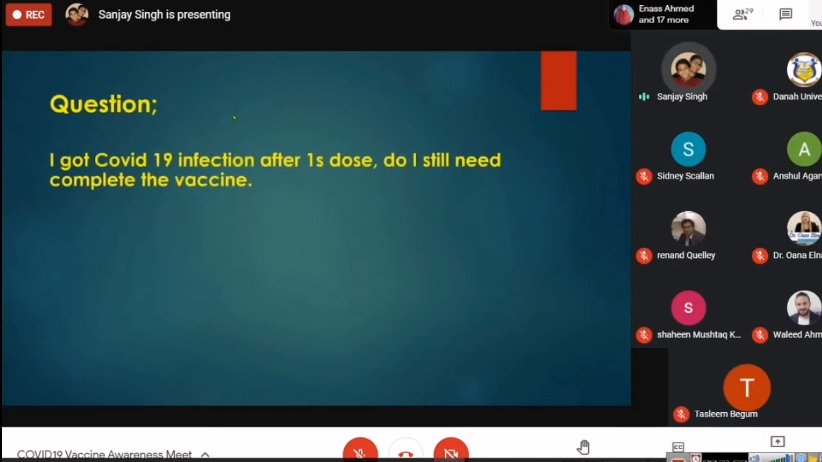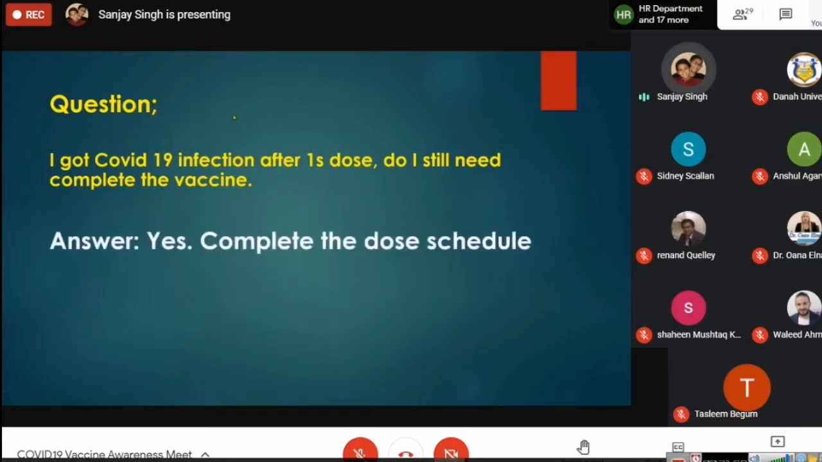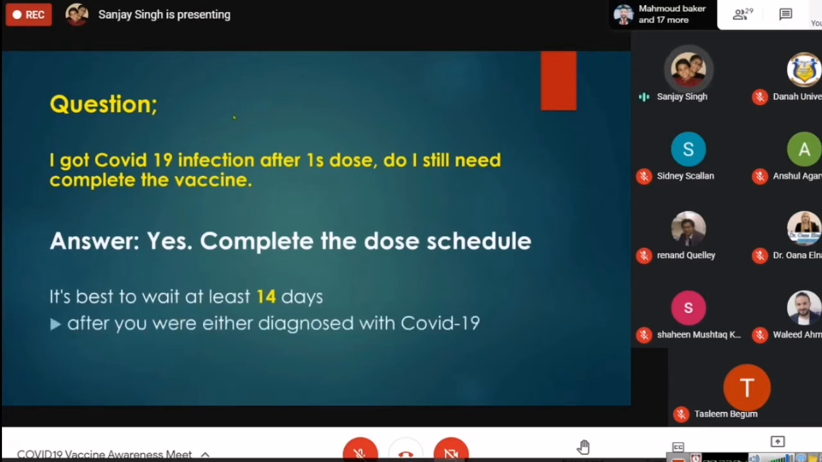Now somebody asked, I got a COVID infection after the first dose. Do I still need to complete the vaccine? The answer is yes, complete the dose schedule. The best is to wait for 14 days after you were either diagnosed with COVID-19 or started having COVID-19 symptoms.